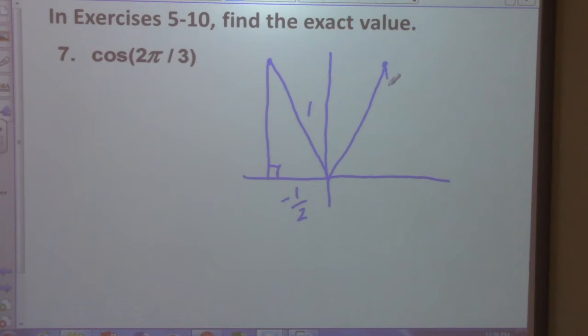And over here at pi over 3, which is the same as 60 degrees, we have 1/2 and 1 here. So what is our answer for this one going to be? Negative 1/2.